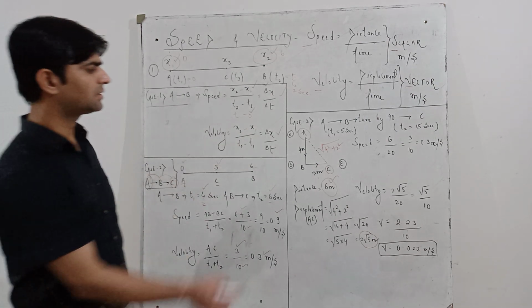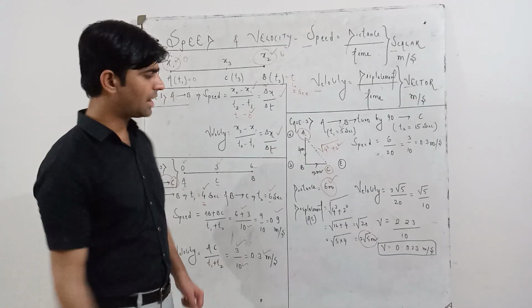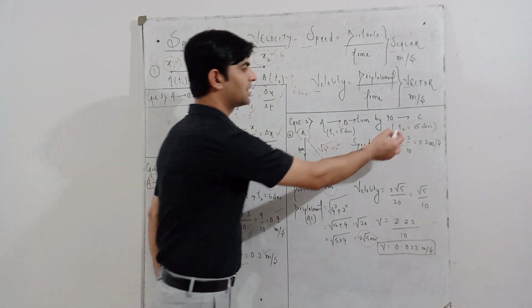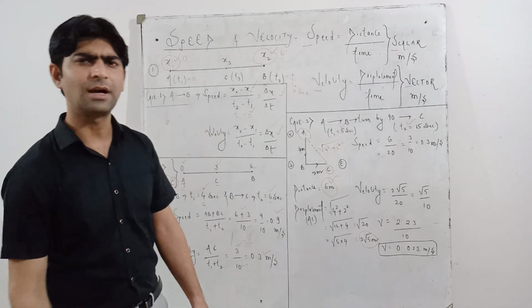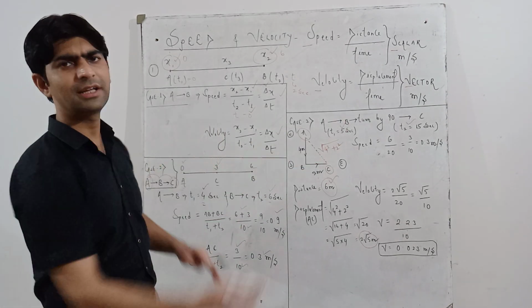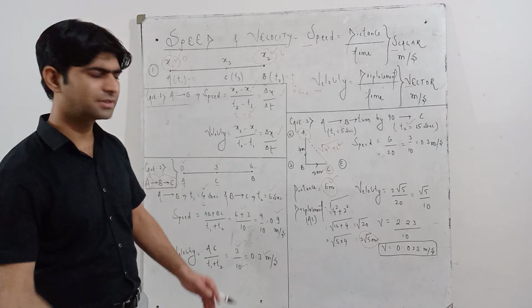Time I have taken, suppose you are traveling from A to B, you are taking 5 seconds, and from B to C you are traveling in 15 seconds. So from B to C we are taking more time. You may write, for example, you may take less time also. This is just an example.